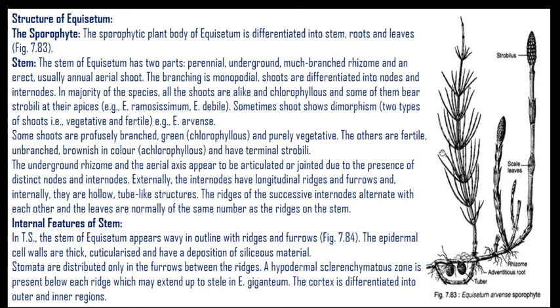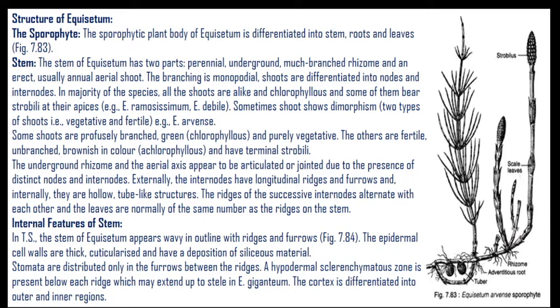This diagram shows two different types of leaves. First of all, the sporophytic Equisetum plant body is differentiated into stem, root and leaves. So, the stem of Equisetum has two parts, that is a perennial underground much-branched rhizome and an erect, usually annual aerial shoot. Branching is monopodial. Shoots are differentiated into nodes and internodes.